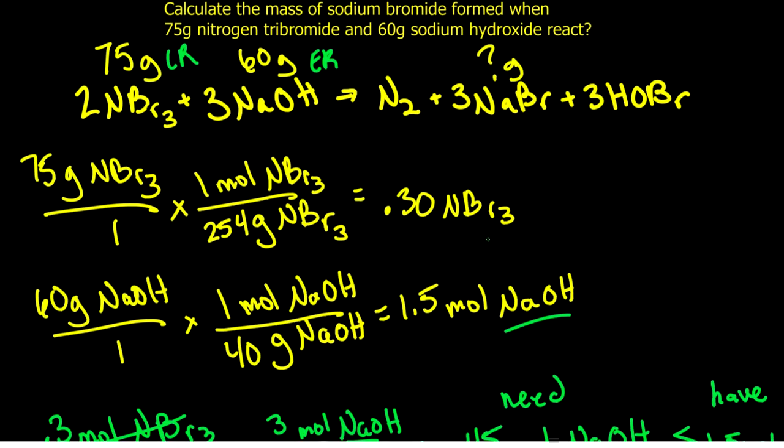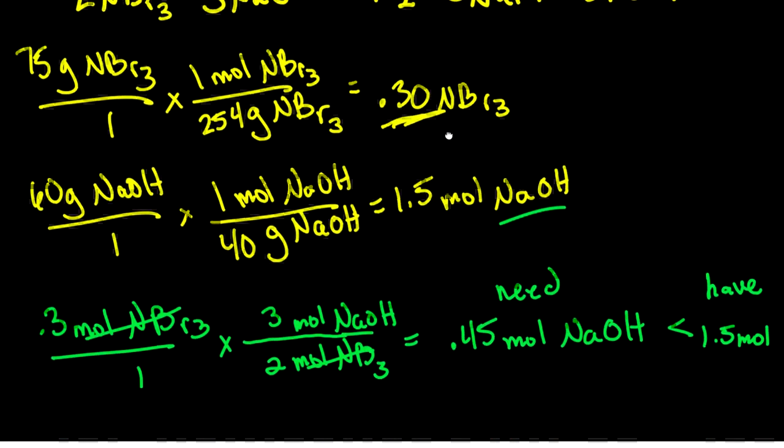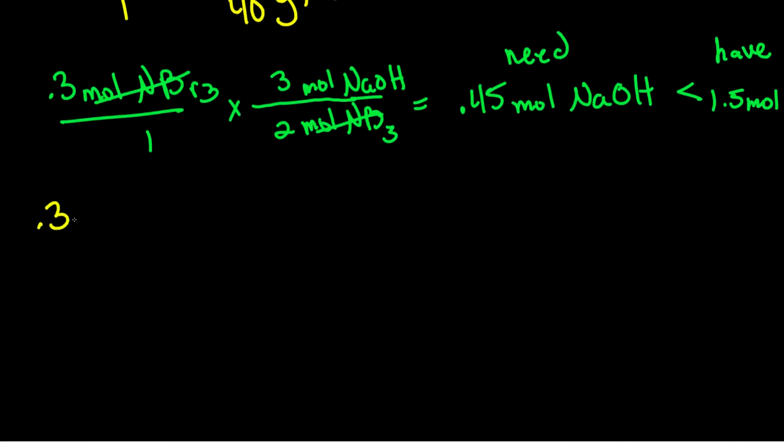All right, so now we can figure out our actual problem. If we have 0.3 moles of nitrogen tribromide, how many grams, as we're calculating mass, of sodium bromide can we form? So let's set that up. So I have 0.3 moles of nitrogen tribromide. I need to change that to moles of sodium bromide.